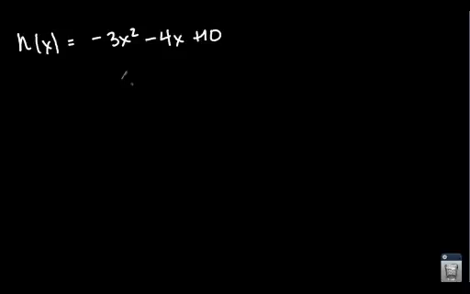Alright, so let's try another one. We have the function n of x equals negative x squared minus 4x plus 10. So we know the y-intercept is 10. The vertex for this one isn't clearly known, but we do know the parabola is going to look upside down like this, and the vertex is going to be to the left of the y-axis. So we're going to just go ahead and say let's find the equation of the tangent line when x equals negative 1.